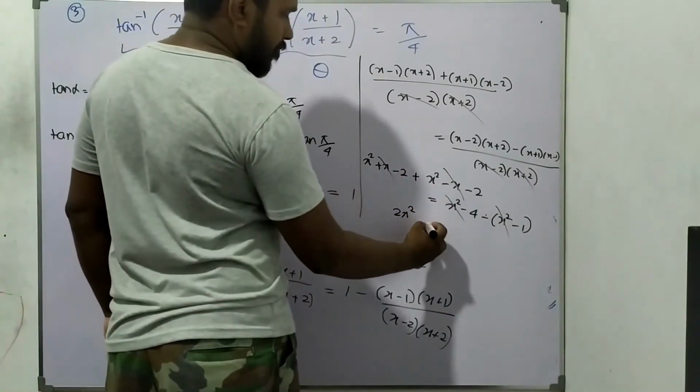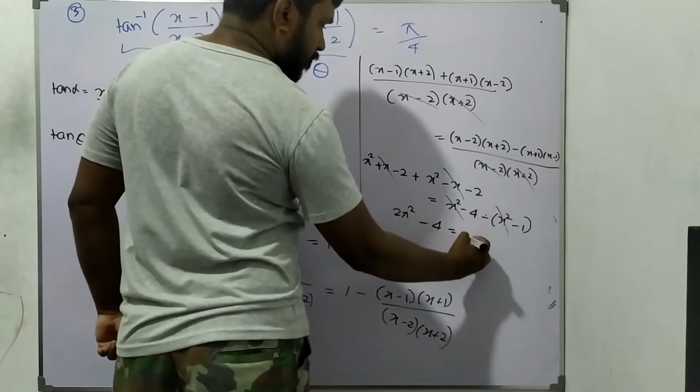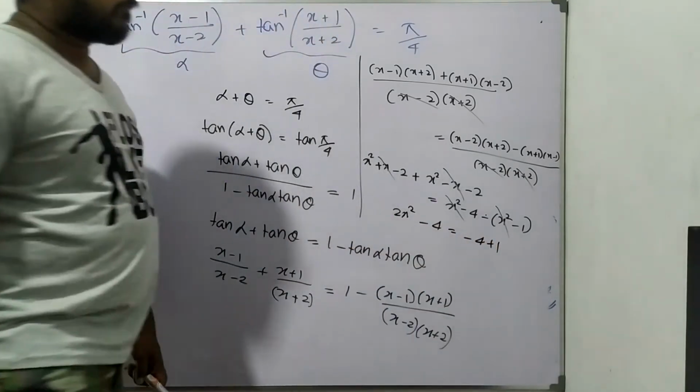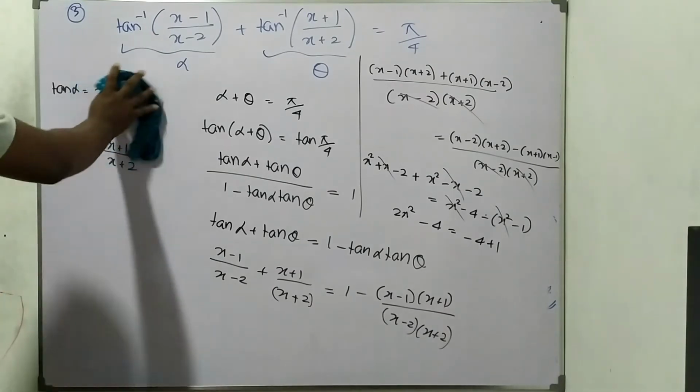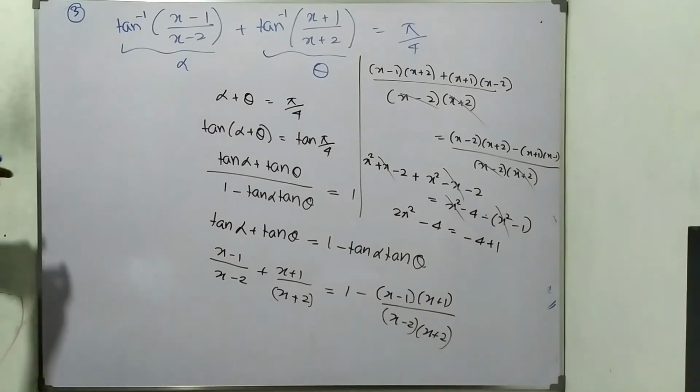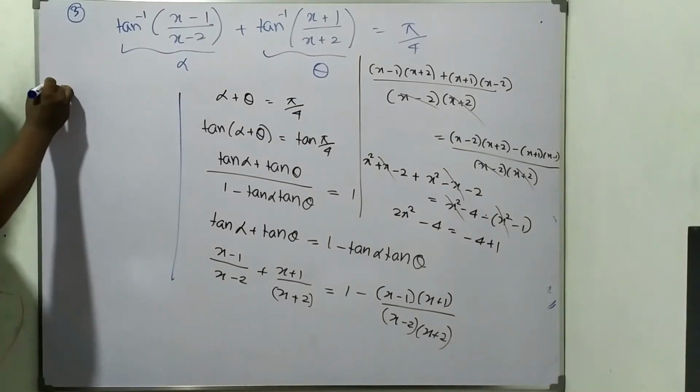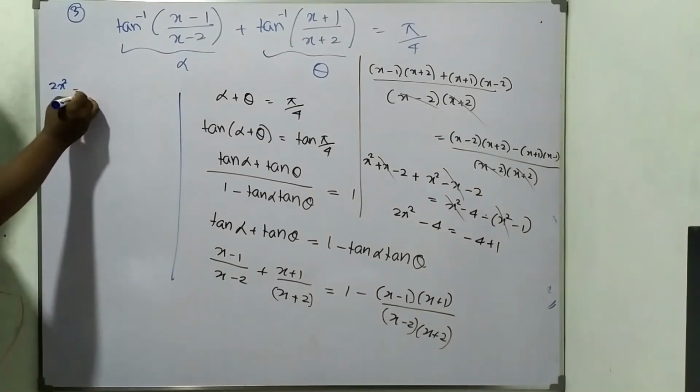Again a quadratic equation, 2x squared minus 4, minus 4 plus 1. So it's 2x squared equal plus 1, then x squared equal plus or minus root 1. Sorry, yeah, x squared equal half, right?